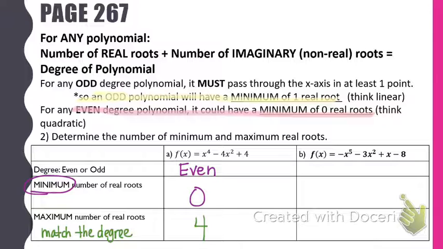So is the second one even or odd? What's my highest degree? 5. Is 5 an even or an odd number? Okay, so if it's an odd degree, what is my minimum? 1. What's the maximum for this function? 5, because 5 is your highest power. Who had that right? Just curious. Simple, right? Nothing difficult. Okay, let's keep moving forward here.